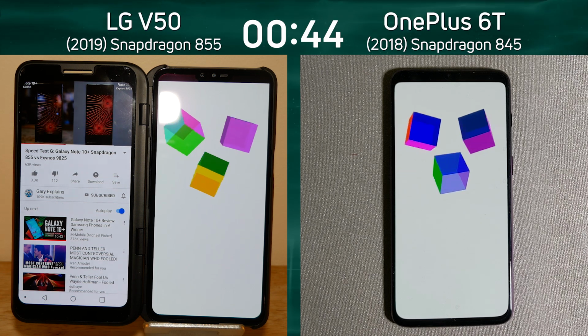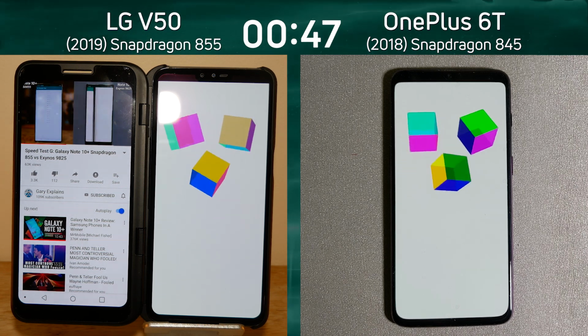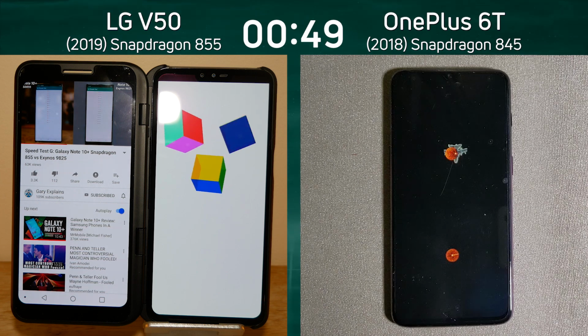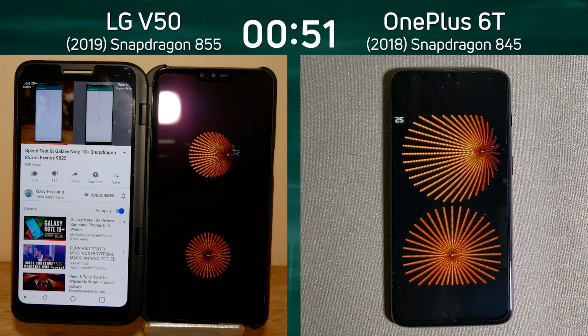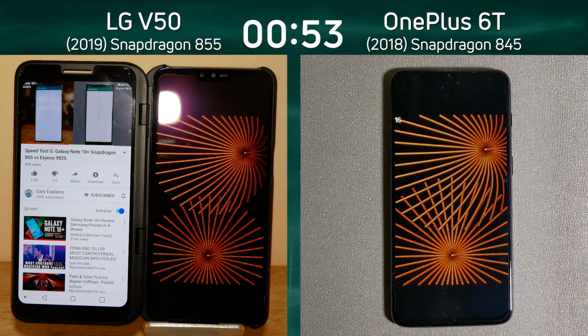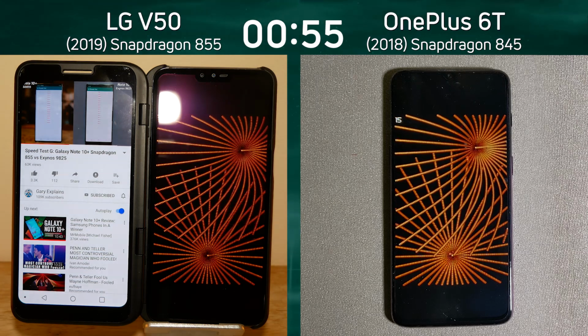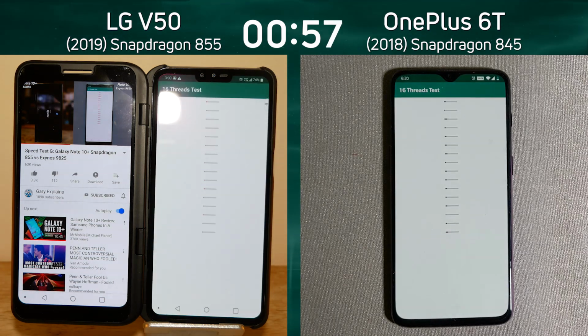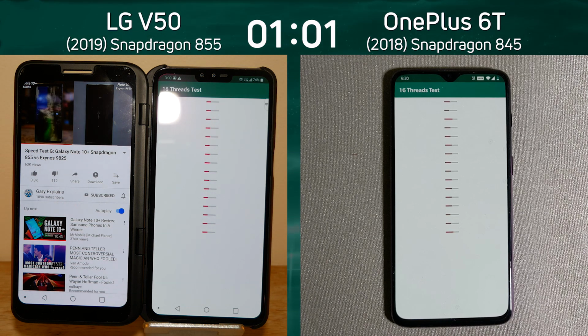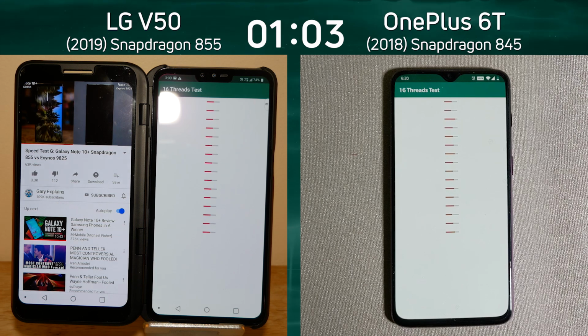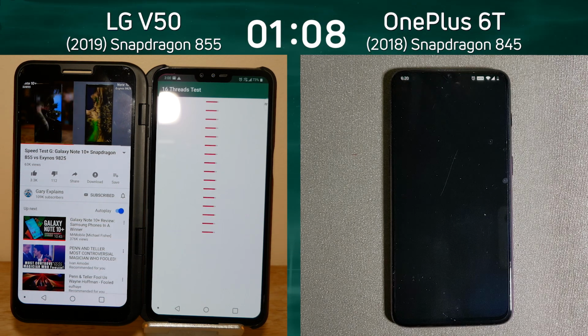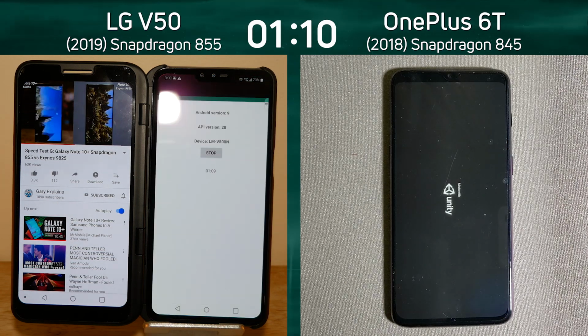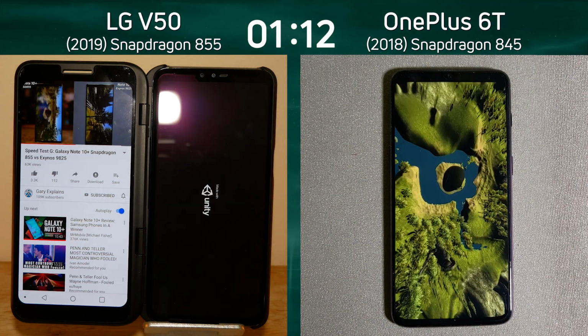So if we look over to the other screen on the LG V50, we can see that the 2D game test was already running there, which we've now gone into on the OnePlus 6T, which we're now going into on the LG V50, and the other two devices there on the second screen are already into the 16 thread test. And as I said, both devices themselves went into the 16 thread test. Now, of course, the Snapdragon 845 and the Snapdragon 855 are both octa-core processors with bigger cores and then smaller cores, and the 16 thread test, of course, exercises all those cores at once.